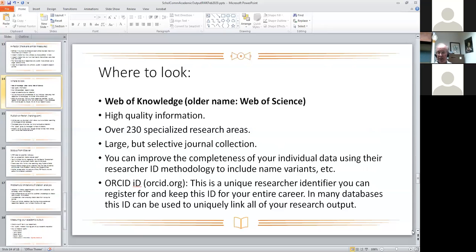Now, another way to do this is you can get an ORCID ID. I recommend if you don't have one, you should get an ORCID ID. It's at orcid.org. It's a unique researcher identifier you can register for, and you can keep this ID for your entire career. And increasingly, in many databases, this ID can be used to uniquely link all of your research output in that database. You can search a database by ORCID ID, okay? Not just by author. So that's one of the key things I would ask a new researcher, and actually even a graduate student who's thinking of continuing on in academia. I encourage them to get an ORCID ID, okay? That can be extremely useful.